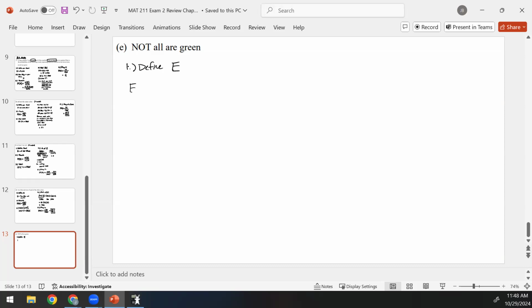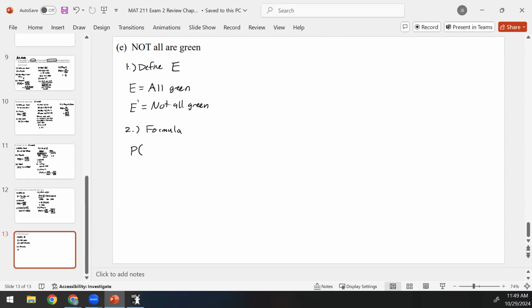So E will be equal to, and this is where I tell students, I always recommend that you write your events, no matter what they tell you, as a positive statement. So I am going to define it as all green, which means the complement of that is not all green, right? So for this one, we're going to do our formula.